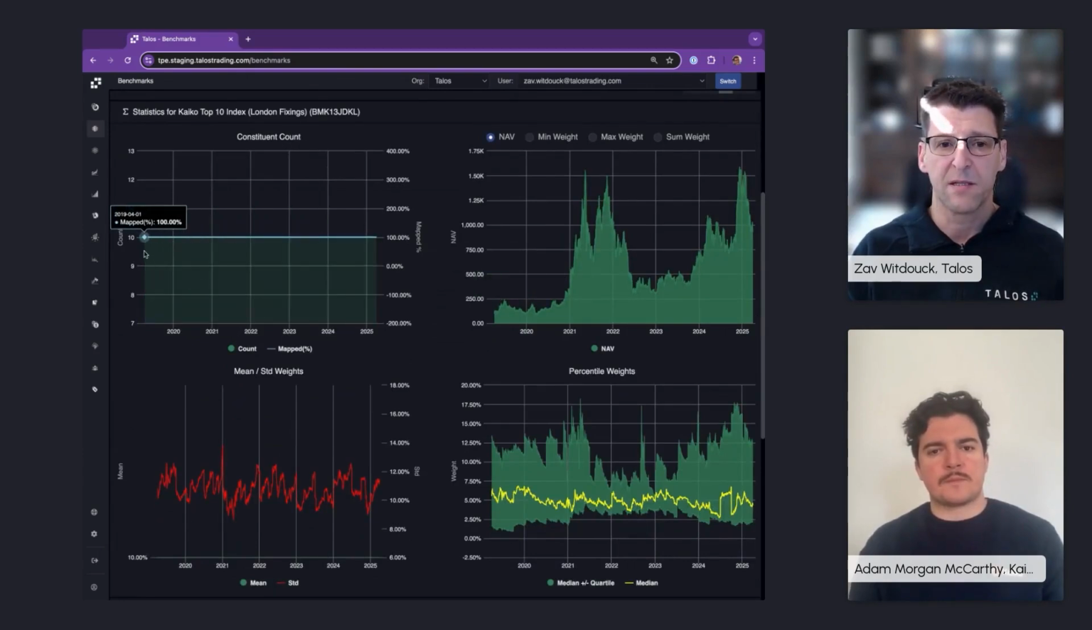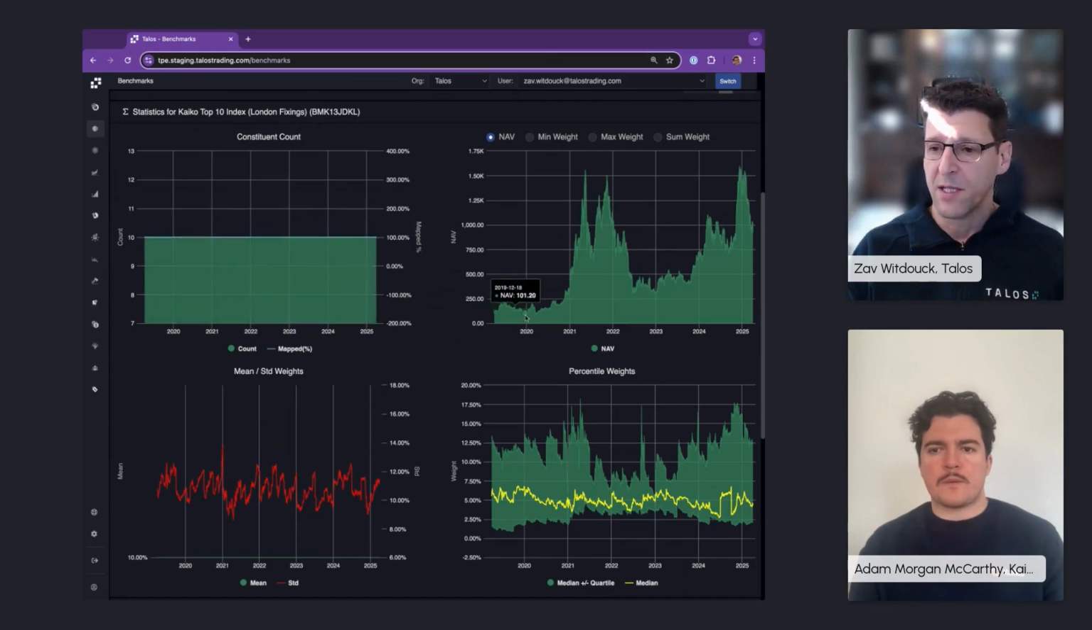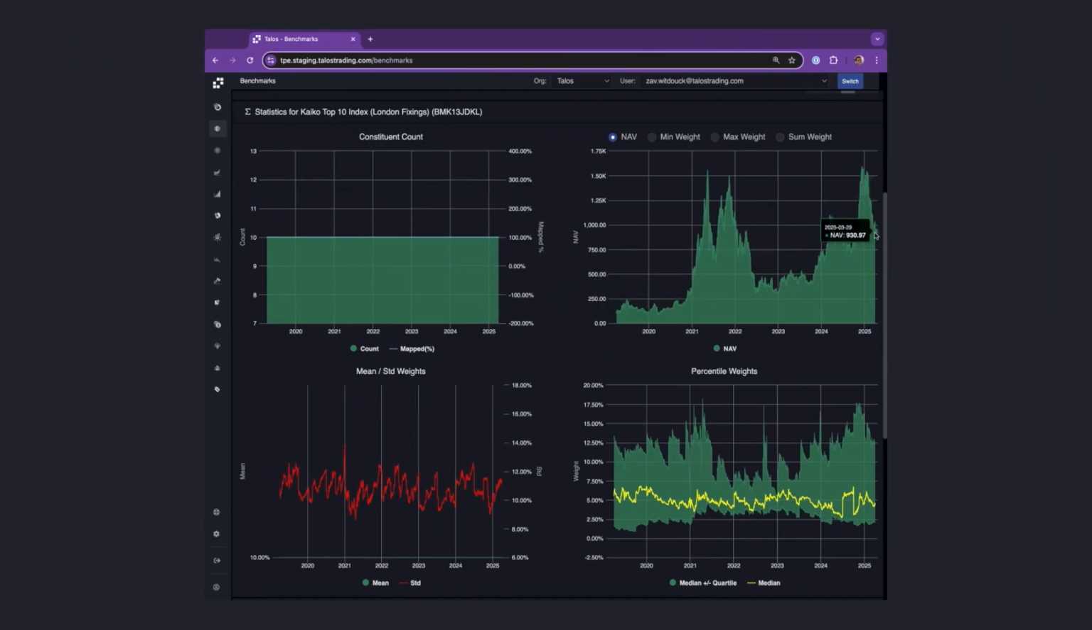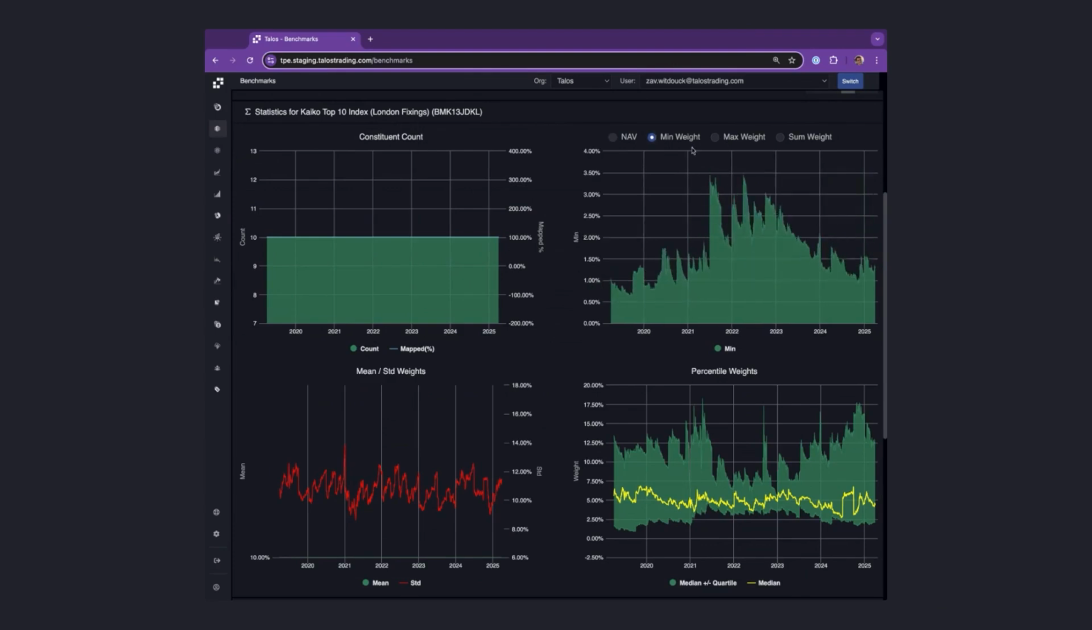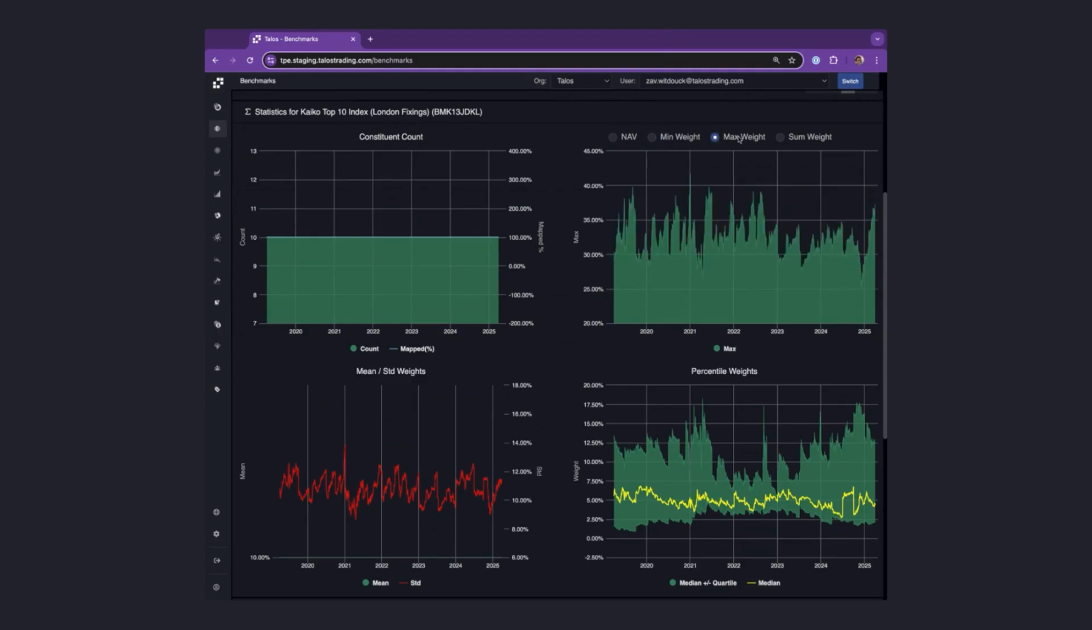So we've backfilled it in this environment back to 2019. Here we can see the NAV. I think the NAV is fixed, initialized at 100, and so you can see how that NAV has evolved through time. You can see the minimum weight of a constituent here. So it looks like roughly 1% is where you'd see on average the minimum constituent weight, which is certainly reasonable. And then I guess the maximum weight.